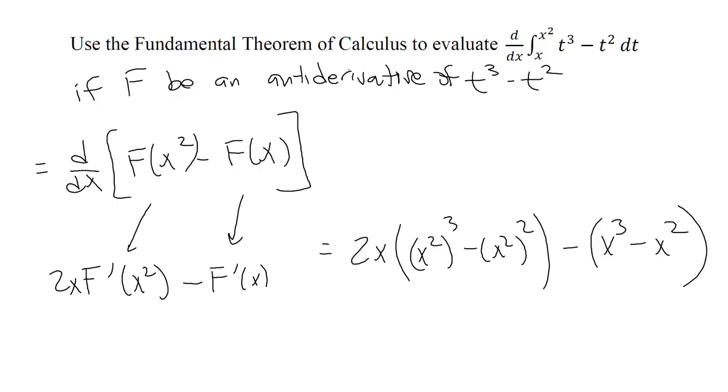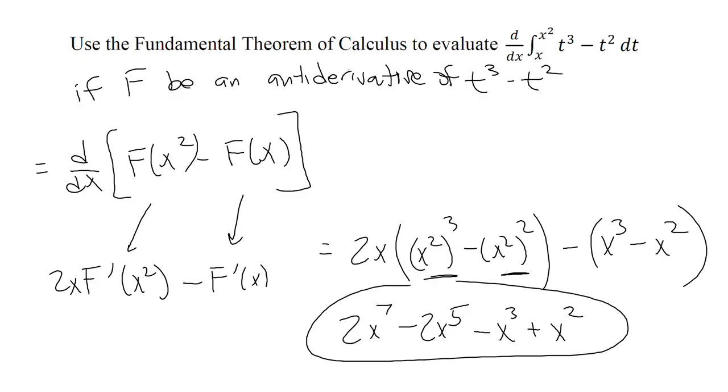We should be able to combine the like terms, right? X squared cubed is x to the 6th, so this becomes 2x to the 7th. And then we've got, this is minus x to the 4th, so minus 2x to the 5th. And then a minus x cubed and a plus x squared when I distribute that minus sign through.